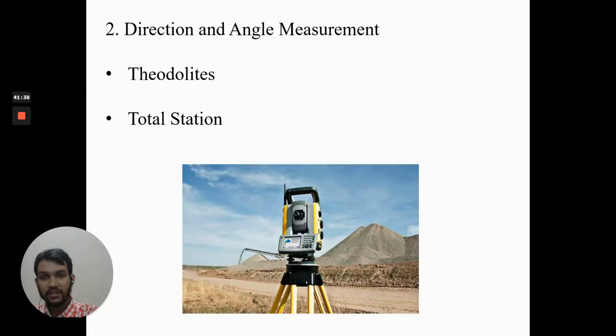Then after leveling comes direction and angle measurement devices that I told you about, theodolites and total station. The only difference is that theodolites are basically used for measurement of horizontal and vertical angles. The measurements done with the help of a theodolite are in the form of angles only, whereas a total station can be used to calculate angles as well as distances, everything.